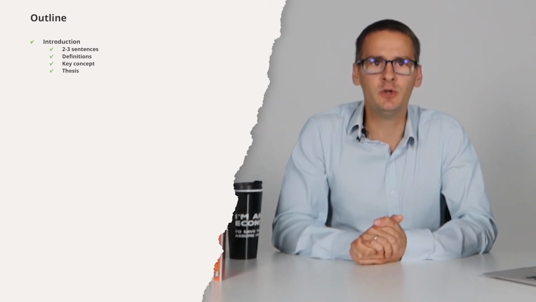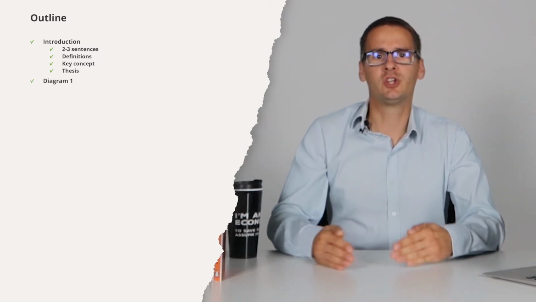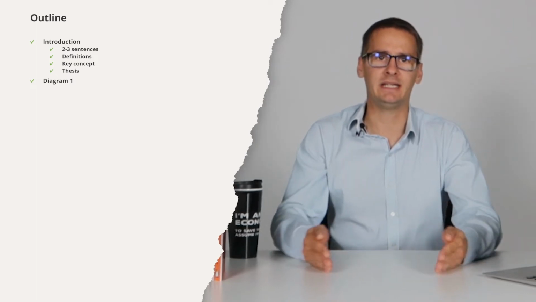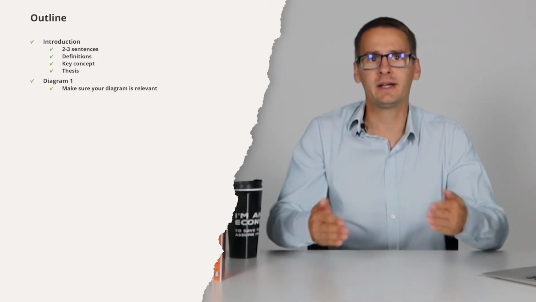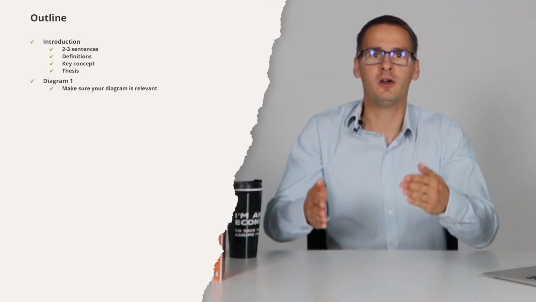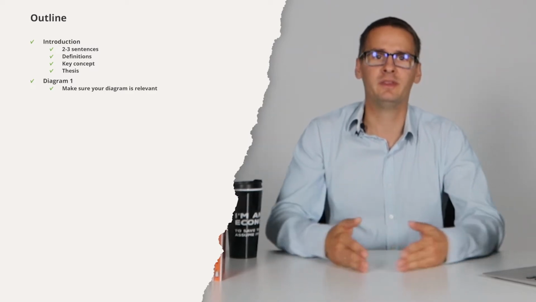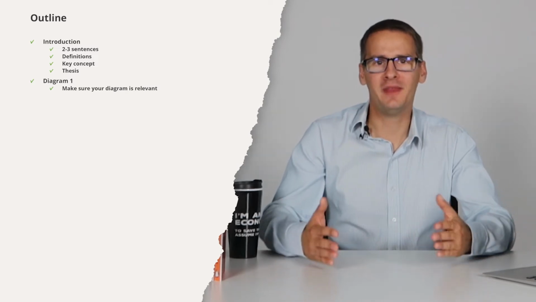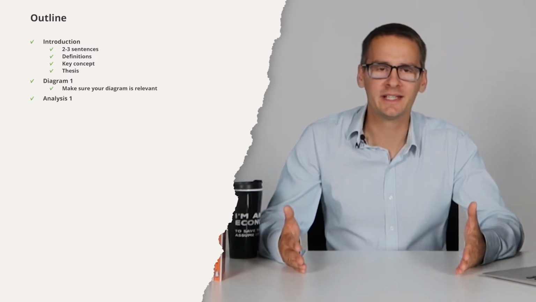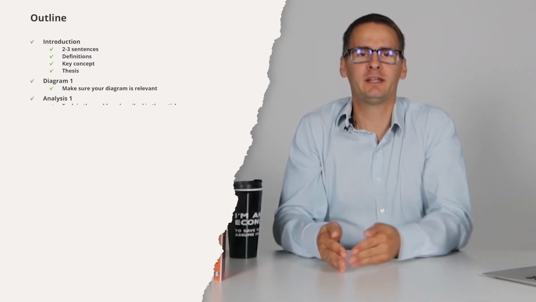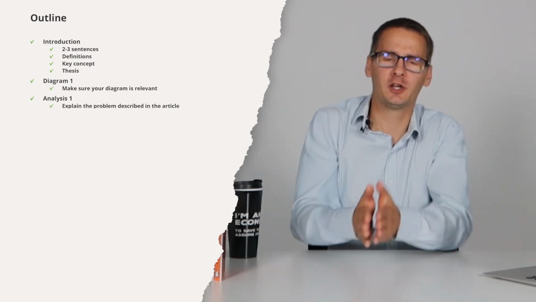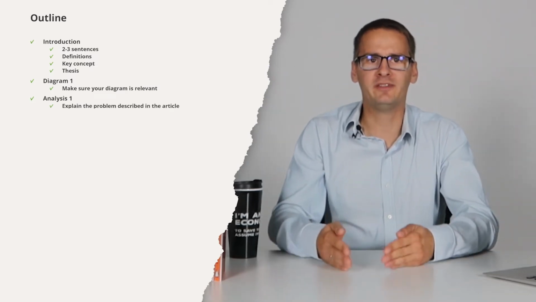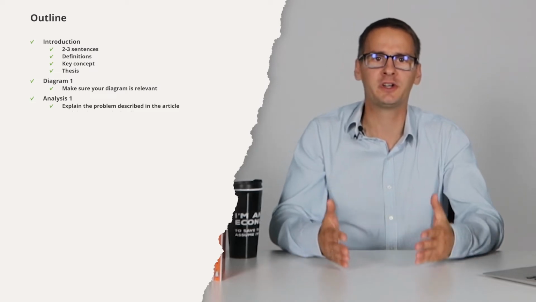Then you can continue with your first diagram, which will typically depict the problem stated in the article. Make sure that your article allows you to use a relevant diagram, otherwise go for a different one. Once you have your first diagram, the next paragraph will be part of your analysis. Here you don't simply explain the problem described in the article from an economic perspective, but you also give a detailed explanation of your first diagram.